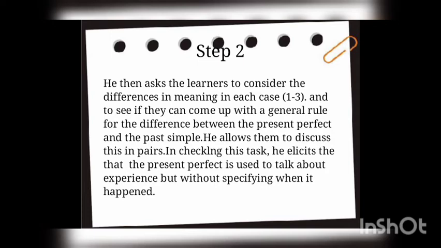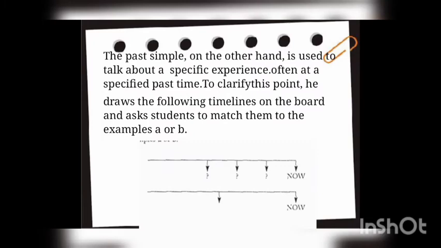In checking this task, he elicits that the present perfect is used to talk about experience but without specifying when it happened. The past simple, on the other hand, is used to talk about a specific experience, often at a specified past time. To clarify this point, he draws the following timelines on the board and asks students to match them to the examples A or B.